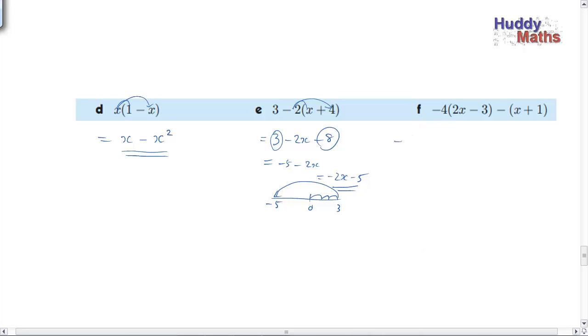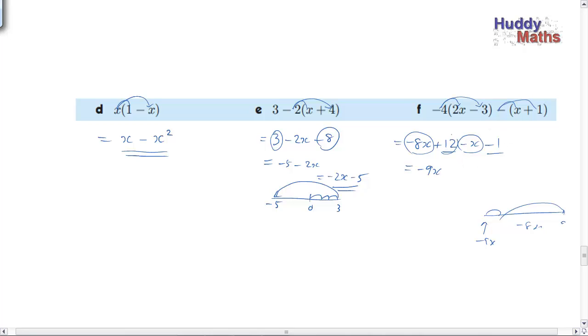And let's have a look at this next one now. Neg 4 by 2x is neg 8x. Neg 4 by neg 3 is plus 12. Neg 1 by x is just neg x. Neg 1 by plus 1, negative times positive is a negative, neg 1. So this is neg 8x, take x. Oh, they're all going negatively, neg 8x. And then you go another one, so this will be down at neg 9x.